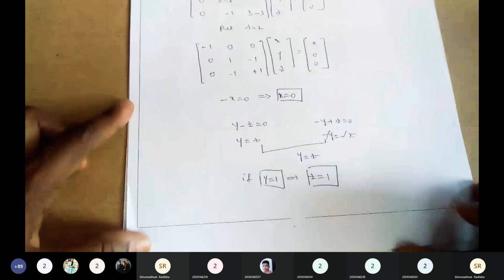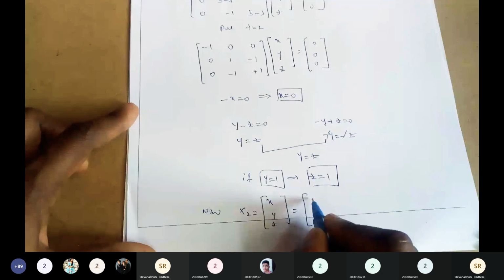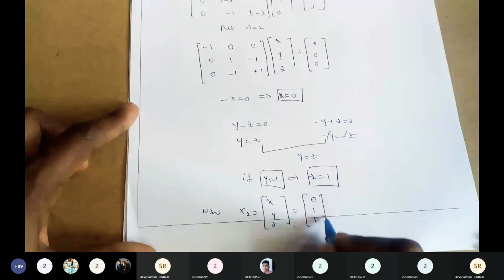Okay, now the x2 eigenvector is x, y, z, which equals: the first one 0 already, and y is 1 and z is also 1. So this is the second eigenvector. Any doubts, all of you?